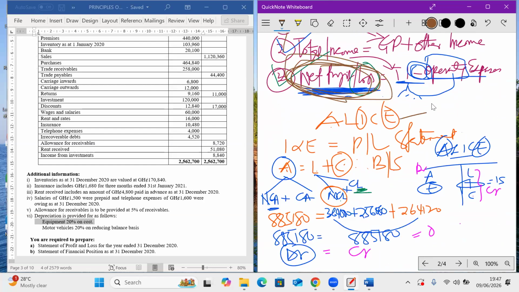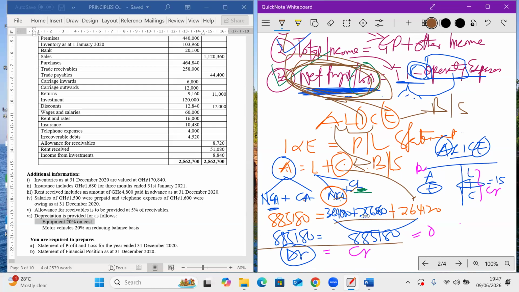When it comes to the balance sheet, we use the ALC. The I and E was for the P&L. The ALC are for the balance sheets, the accounting equation. You find the non-current first, you go and find the current, then you go and find the capital, then you work on the non-current liabilities and the current liabilities, you add all together, you get the same thing.